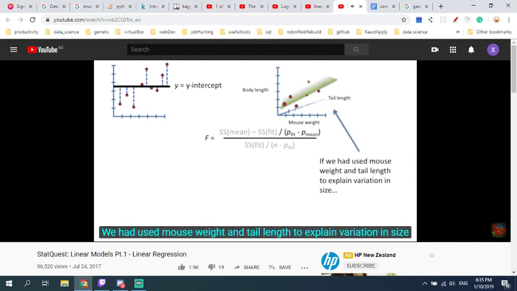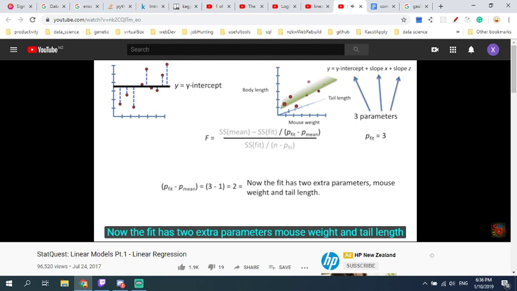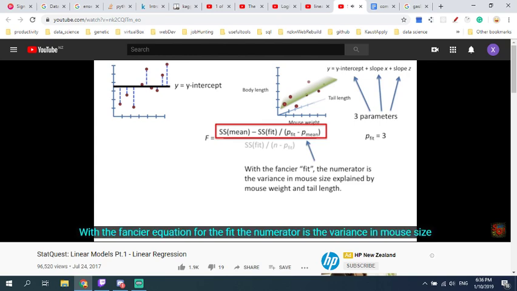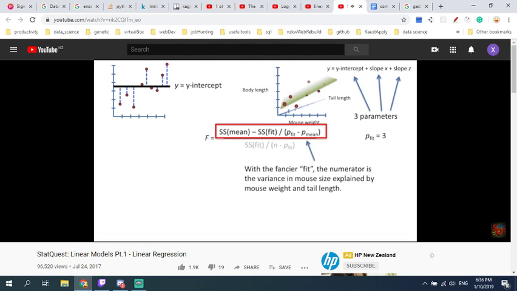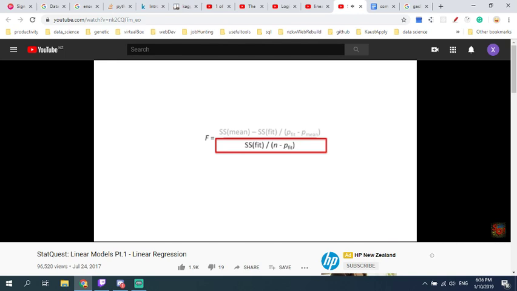If we had used mouse weight and tail length to explain variation in size, then we would end up with an equation that had 3 parameters and p_fit would equal 3. Thus, p_fit minus p_mean would equal 3 minus 1, which equals 2. Now the fit has 2 extra parameters, mouse weight and tail length. With the fancier equation for the fit, the numerator is the variance in mouse size explained by mouse weight and tail length.